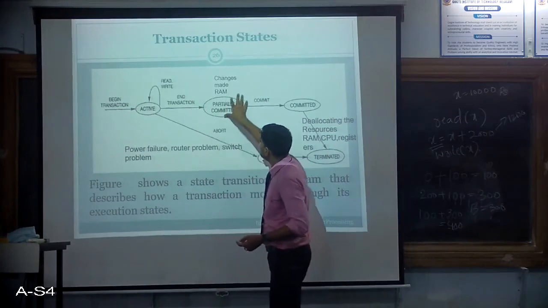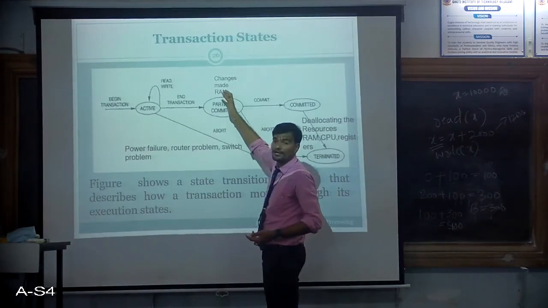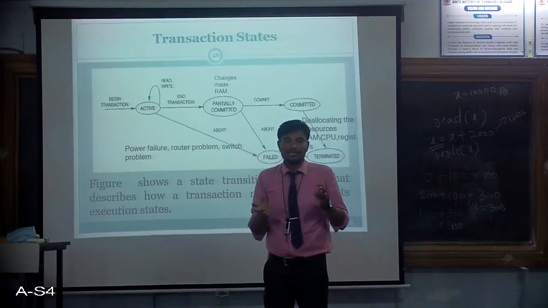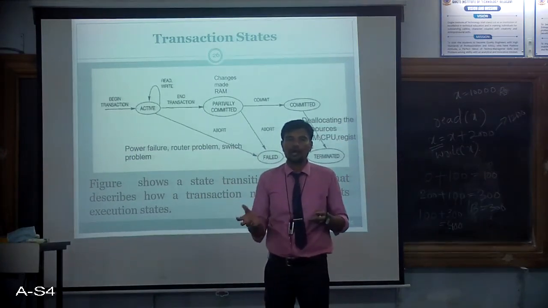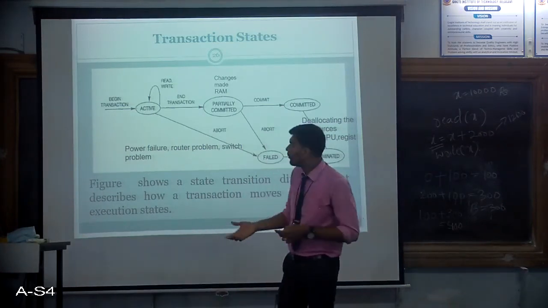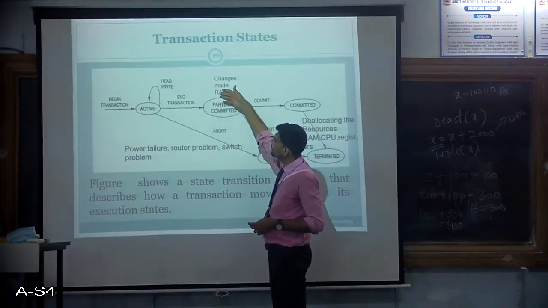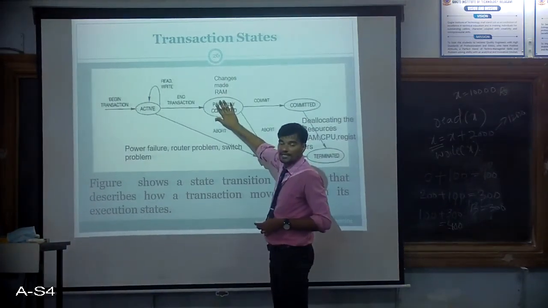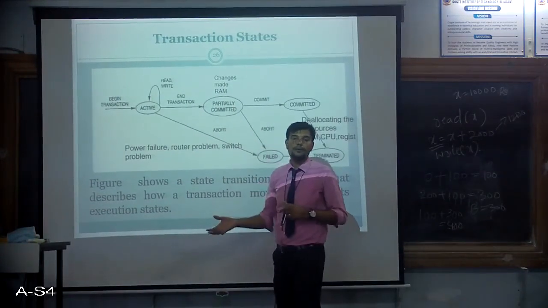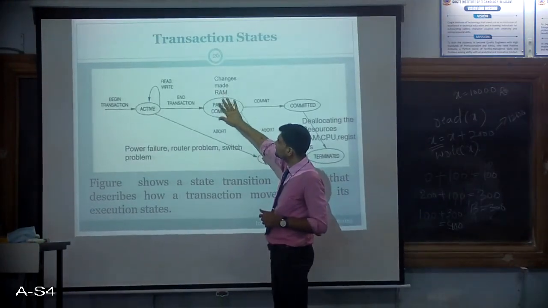Then next we have the partially committed state. Whatever changes you have made are stored in the RAM. For example, maybe you have deposited some more amount into your account, and now the final amount is 12,000. Whatever changes have been done are stored in the RAM. This state is called partially committed. It is not fully committed or reflected permanently in the database.